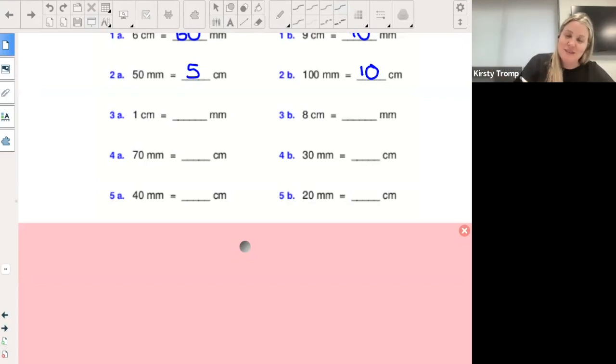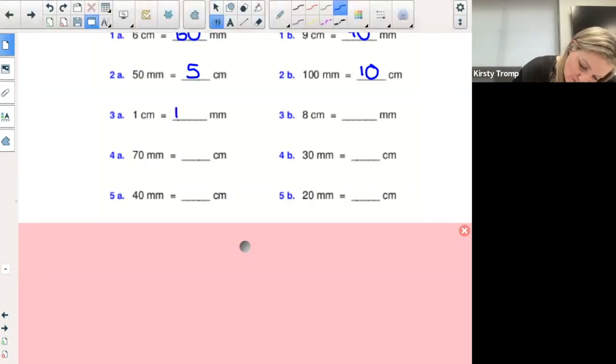Right, Ramsey. 3A. 1 centimeter. How many millimeters? It's 10 millimeters, ma'am. Awesome. So we times. And then 8 centimeters. How many millimeters? 80 millimeters, ma'am. Well done. Too easy. It's too easy this lesson tonight, eh? Yes, ma'am. Thanks, Ramsey.